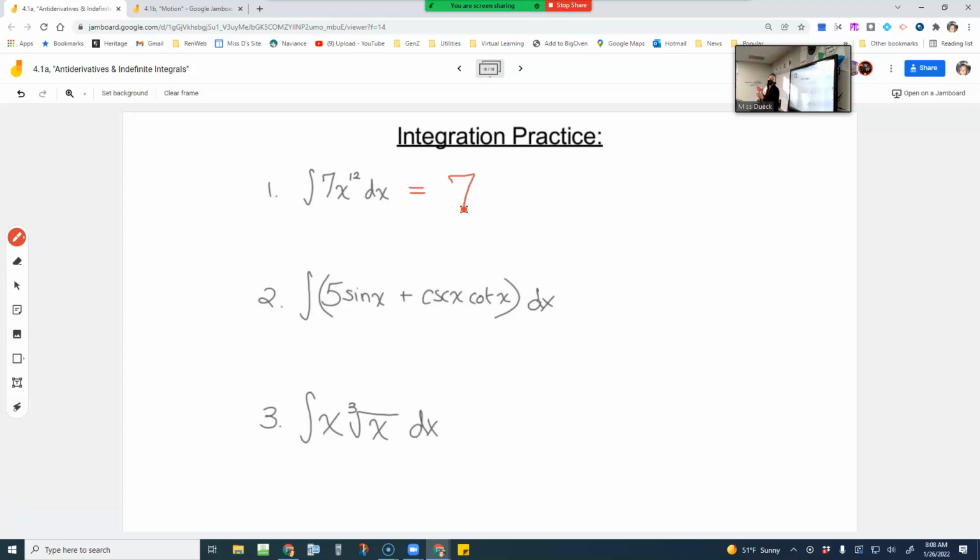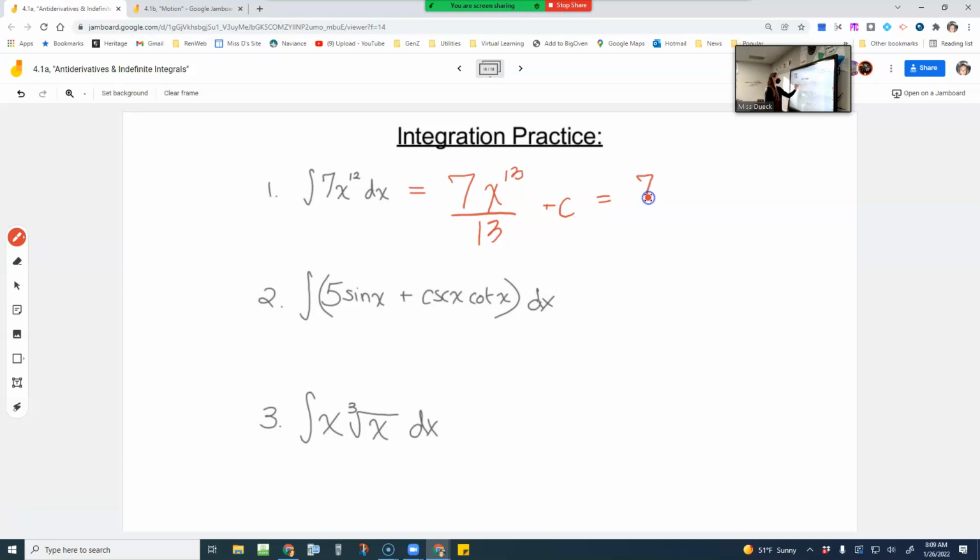Fuzzy, what do we do with the power rule? What happens at x to the 12th? But you have to think ahead. If you were to derive this, what else do you need to be ready for this power rule? Over 13. And then don't forget to put your plus c.